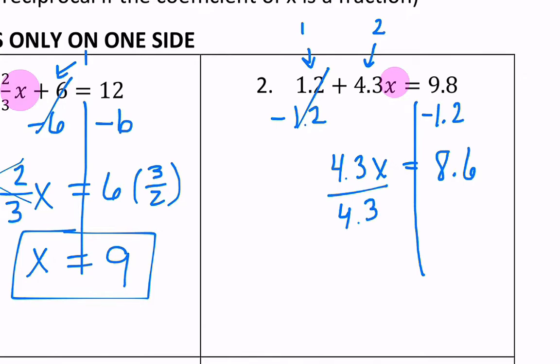Don't forget, keep it balanced. What you do on one side of that line, do the exact same thing on the other. This 4.3 on top is going to cancel that 4.3 on the bottom. So the only thing we have left is that x that will drop down. Equal sign on your line. On the other side, we have 8.6 divided by 4.3, which comes out to give us 2.